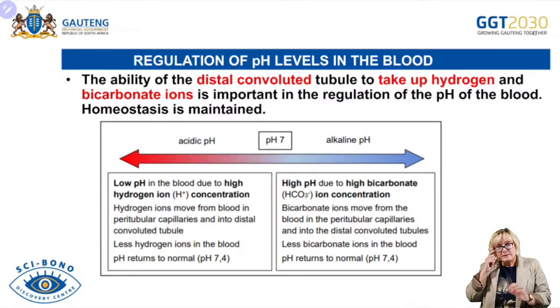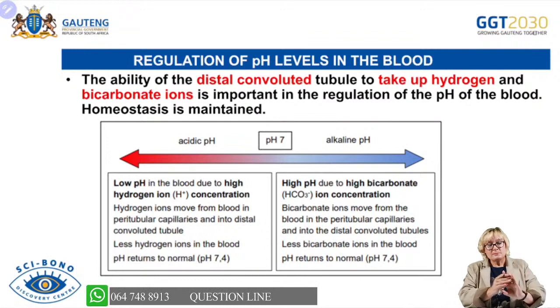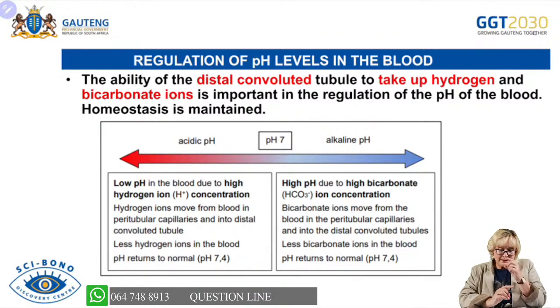Then remember I said there are 3 things your kidney is responsible for, and that is water, salt levels, and also the pH of your blood. Now the pH of your blood is influenced by the hydrogen ions in the blood and by the bicarbonate ions in the blood.